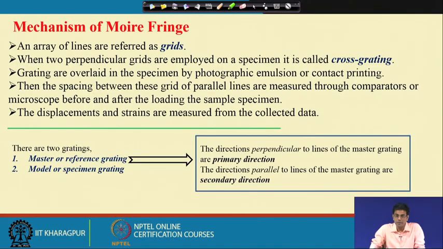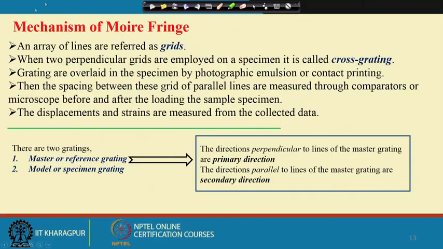The direction perpendicular to the lines of the master grating is the primary direction, and the direction parallel to the lines of the master grating is the secondary direction. So, there are two gratings, one is the reference grating and another is the specimen grating. When you compare these two gratings, essentially you get the strains in the body.